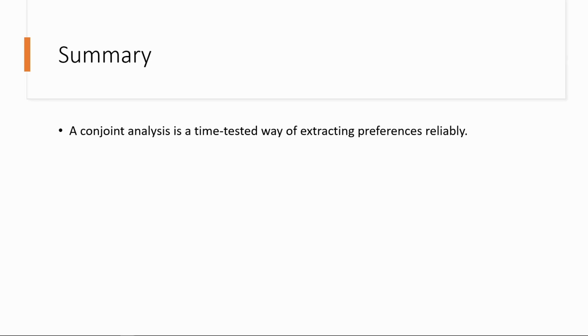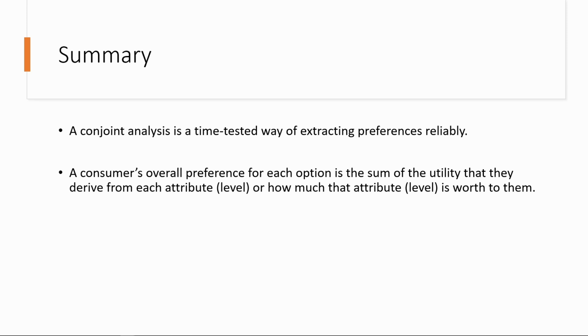In summary, a conjoint analysis is a time-tested way of extracting consumer preferences reliably. It has been applied in practice for decades and has a long track record of yielding useful results. And a consumer's overall preference for each option is the sum of the utility that they derive from each attribute or level and how much that attribute or level is worth to them. And it is a useful tool for new product development.